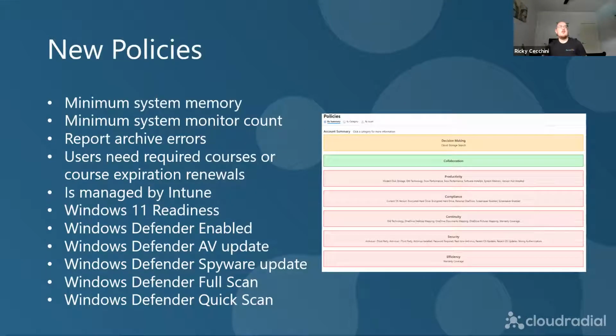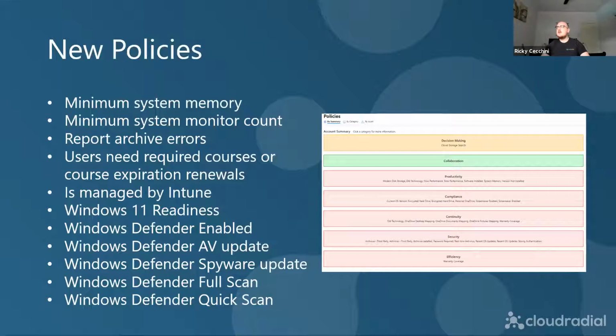Let's get going with new policies. So new policies, we got a bunch of these guys. Everything from minimum system memory, so how much RAM, all the way to a bunch of Windows Defender ones and Windows 11 readiness. So there's a bunch of new stuff that is going to help further draw out some talking points for QBRs, for compliance purposes, all that jazz.